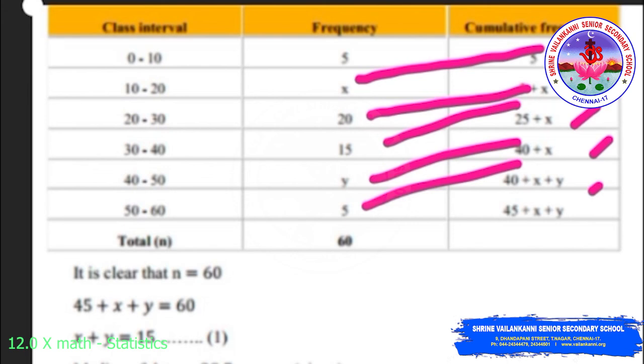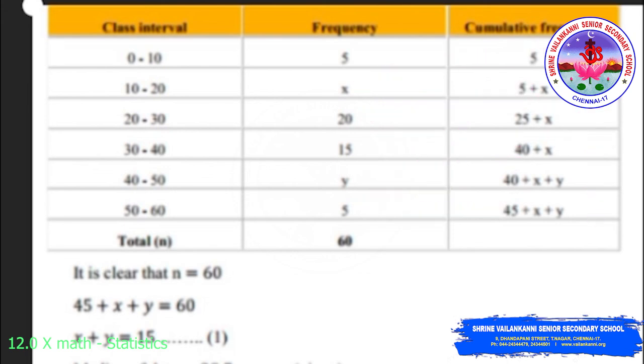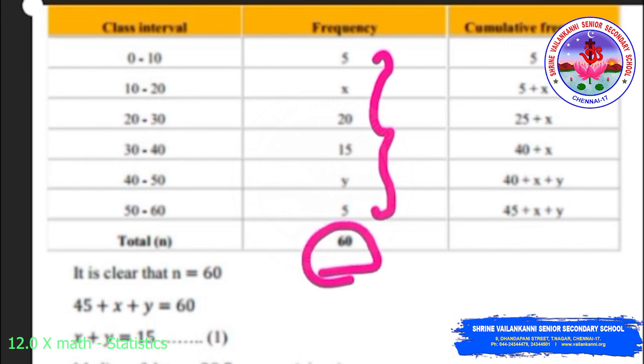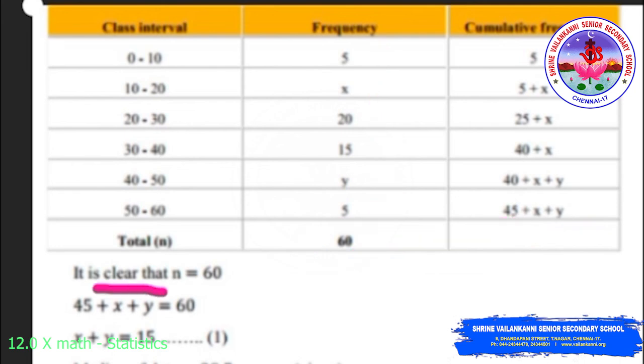Sixth value 45 plus x plus y, where the last value in the cumulative frequency column denotes the total number of frequency. It is given that the total number of frequency is 60. So I am equating 45 plus x plus y is equal to 60. I am writing n, where n is the summation of frequency, as 60. And as I said, 45 plus x plus y is equal to 60. So x plus y equals, bringing 45 to the other side, 15.